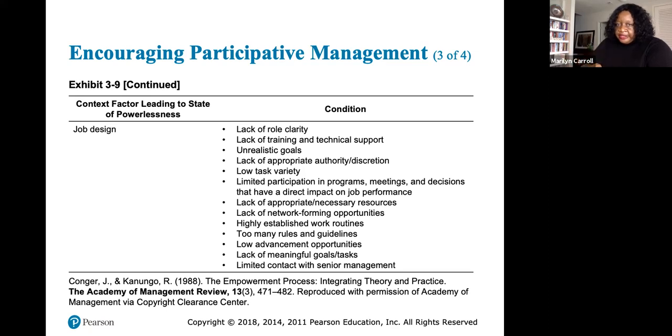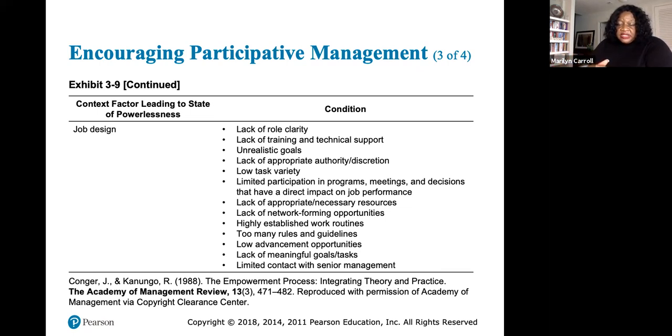Lack of role clarity. That happens to a lot of companies, even though they'll have a job description there, they're constantly telling people other things and leading them in ways that don't make sense. Lack of training and technical support. Unrealistic goals, guys. Lack of authority or authority discretion, low task variety, limited participation in programs, meetings, and decisions. And that really has a direct impact on job performance.